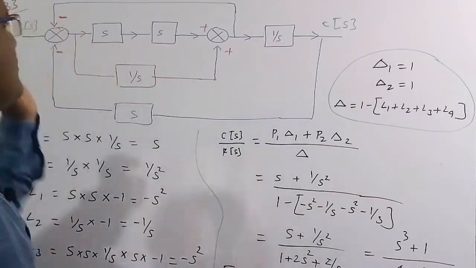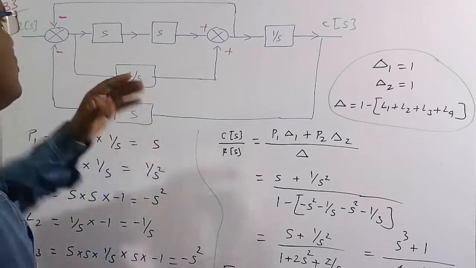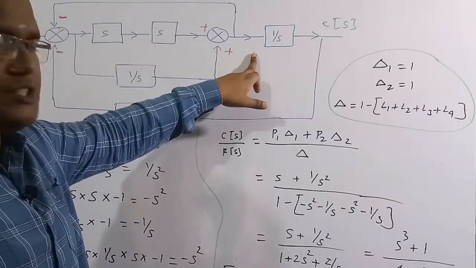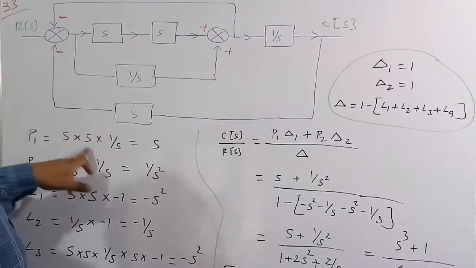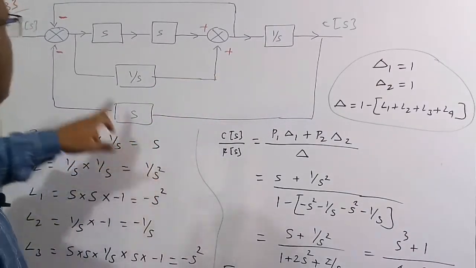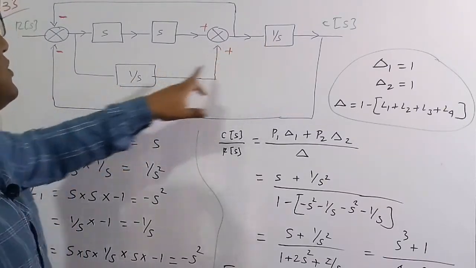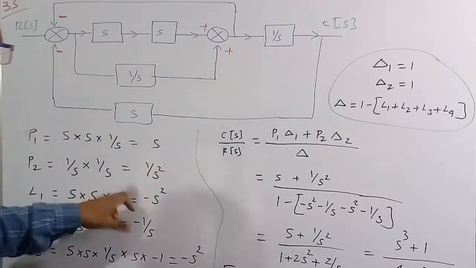I want to know the gain of each forward path. The gain is S into 1 by S. This is the first forward path gain, S into 1 by S, which is 1. And the second forward path gain I need to figure out: 1 by S into 1 by S, therefore 1 by S square.